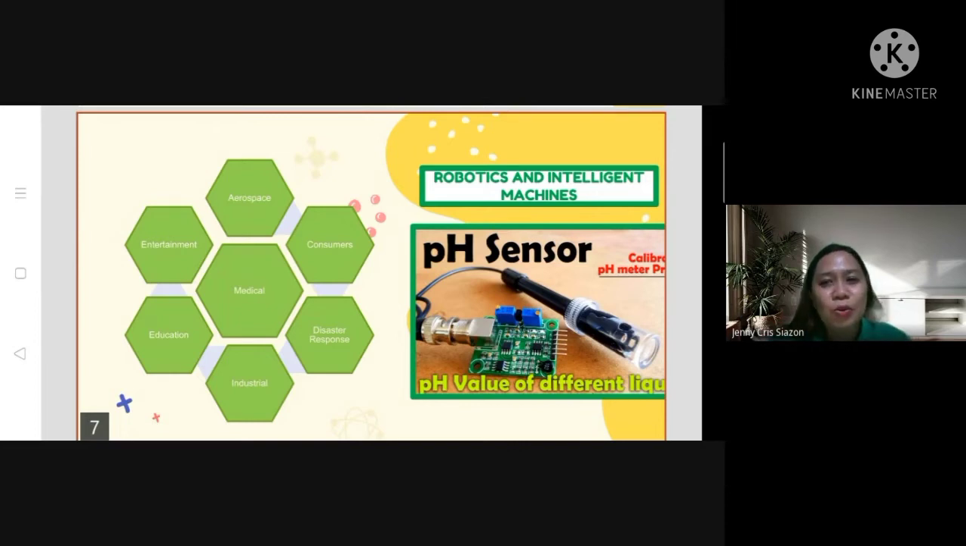Okay. So the third category is all about robotics and intelligent machines. So do you know about robotics? So in robotics and intelligent machines, we use automation. Automation is the process of using physical machines, devices, equipment or apparatus, computer software, and other technologies to perform tasks that are usually done by humans.